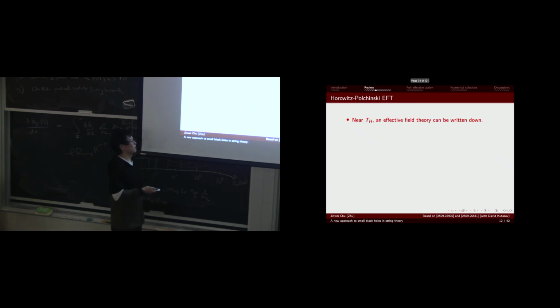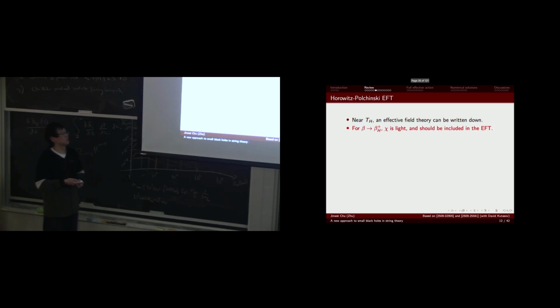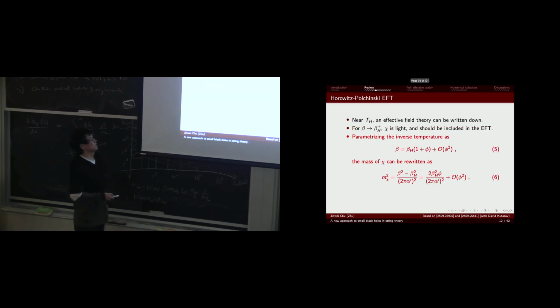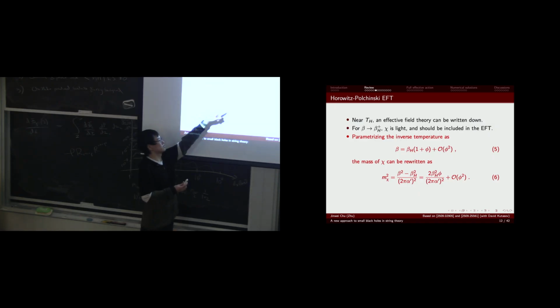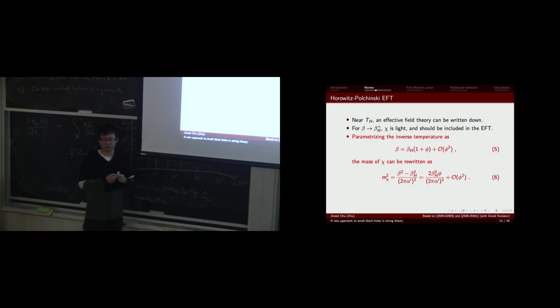Come back to the black hole problem. So near that Hagedorn temperature, one can write down an effective field theory to study the problem. So first, as I mentioned, near this beta_H, the winding string is very light, so it should be included in this EFT. Second, it's useful to parameterize the inverse temperature using this phi. So this phi is basically the deviation of the inverse temperature away from beta_H.